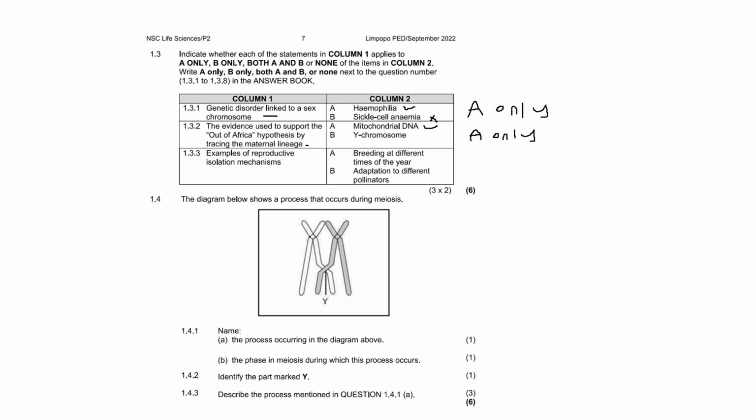Examples of reproductive isolating mechanisms. We need to know all those different mechanisms, such as breeding at different times of year, which we know is part of them, adapting to different pollinators, yes. We also have things like mechanical behaviors, infertility as well. So these are part of isolating mechanisms, meaning the answer will be both A and B. There are more than four of them which are isolating mechanisms.